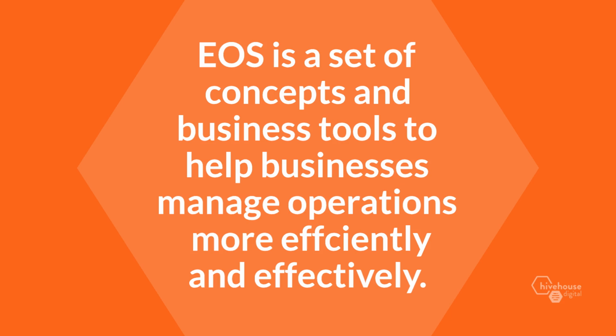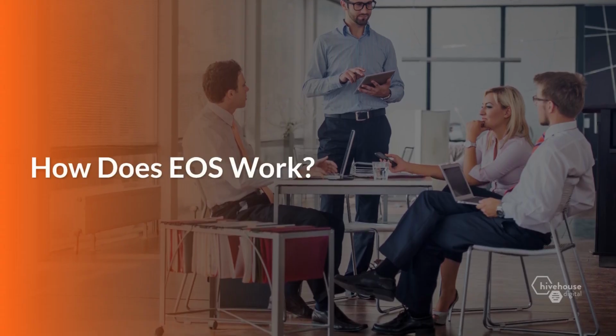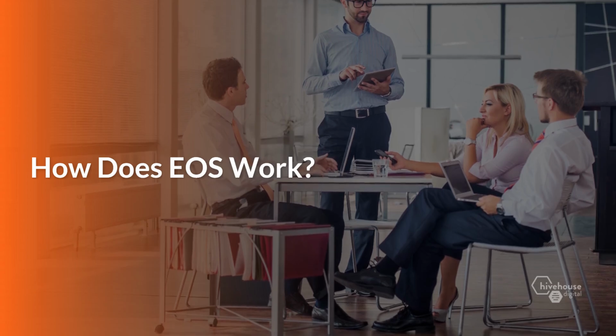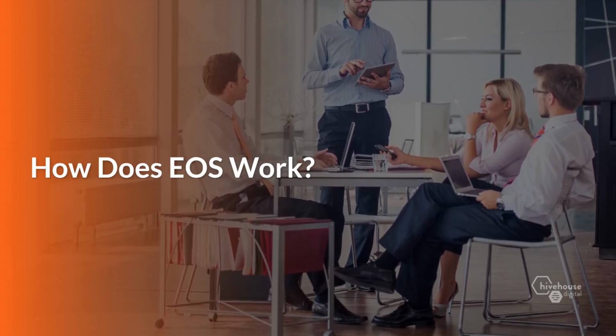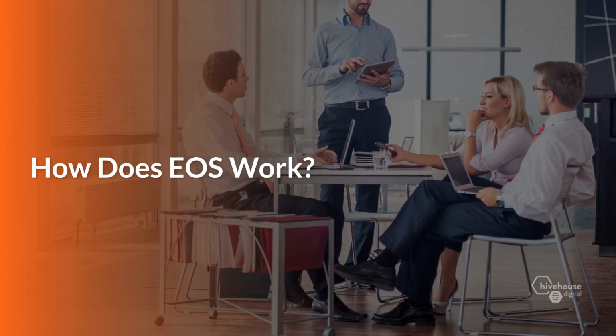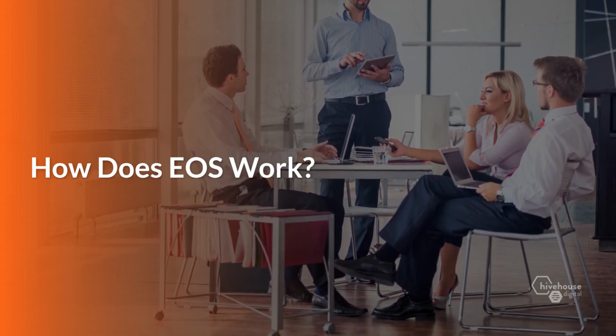The book has gone on to sell over 1 million copies, and EOS has been adopted by tens of thousands of businesses. We use it here at Hivehouse Digital, and it helps us do everything from running meetings to connecting with clients. So how does it work? As the name implies, EOS is typically used by smaller businesses in the ballpark of 50 to 250 employees. One of the major issues it addresses is the feeling of business growth hitting a wall or plateauing.